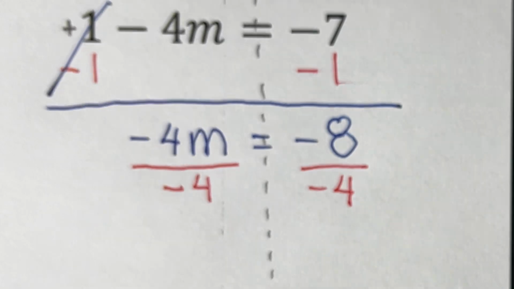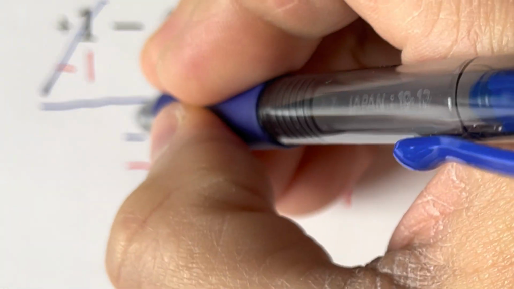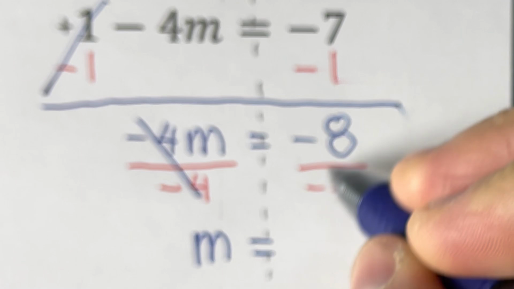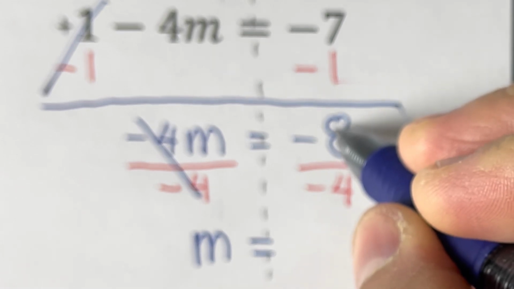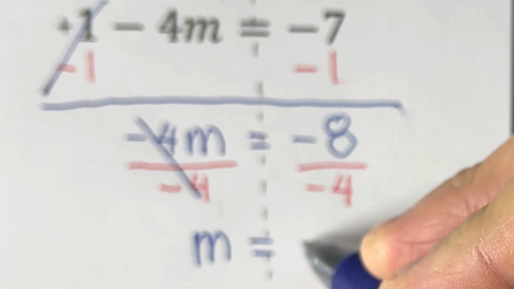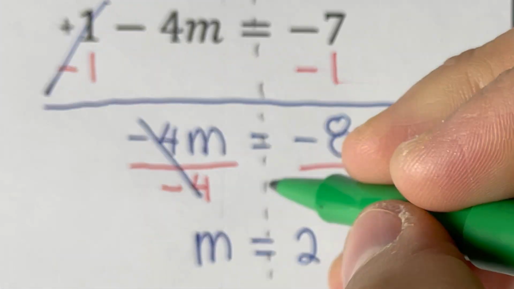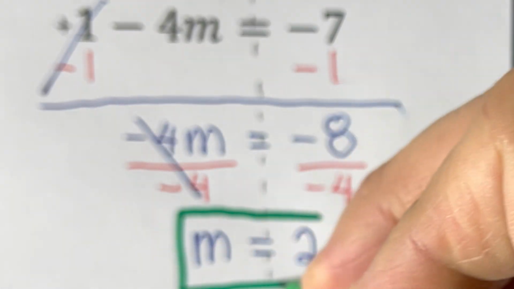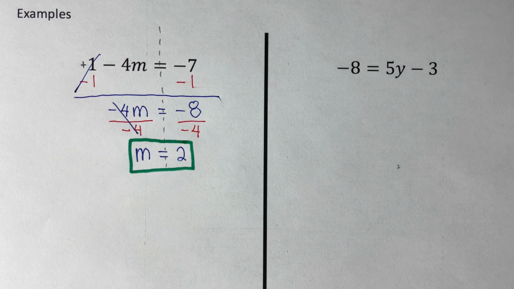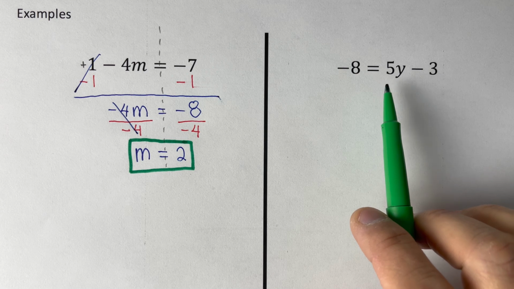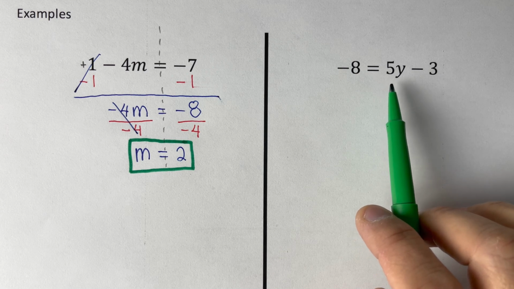So I can cross out the 4. We are left with m is equal to, that's negative 8 divided by negative 4 is a positive 2. So this is the value of m that makes this equation correct. At this time, I would encourage you to pause this video and try this problem out on your own. And when you're done, unpause it and check your answer.